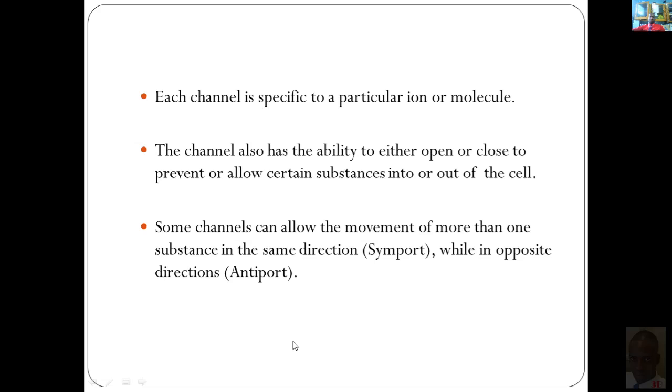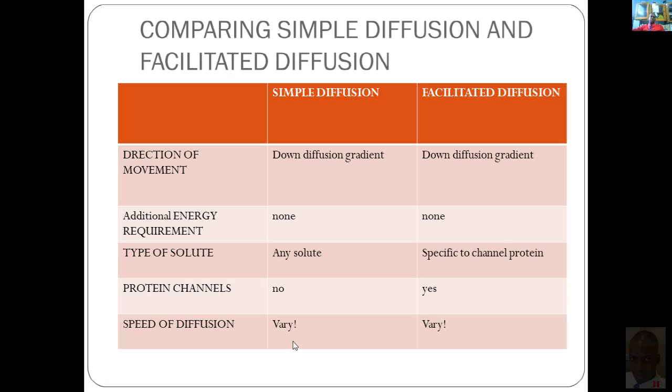So that means that the molecules move through in the same direction, while in the opposite direction we call it an antiport. So you have some carrier proteins or channel proteins that we call symport, which allows more than one substance to move through in the same direction, and you can have an antiport where you have opposite movement, right?